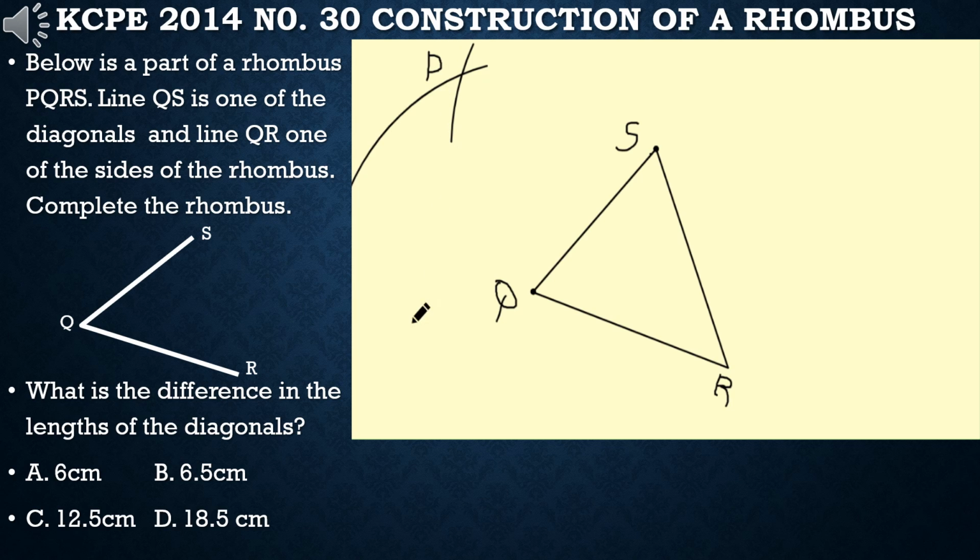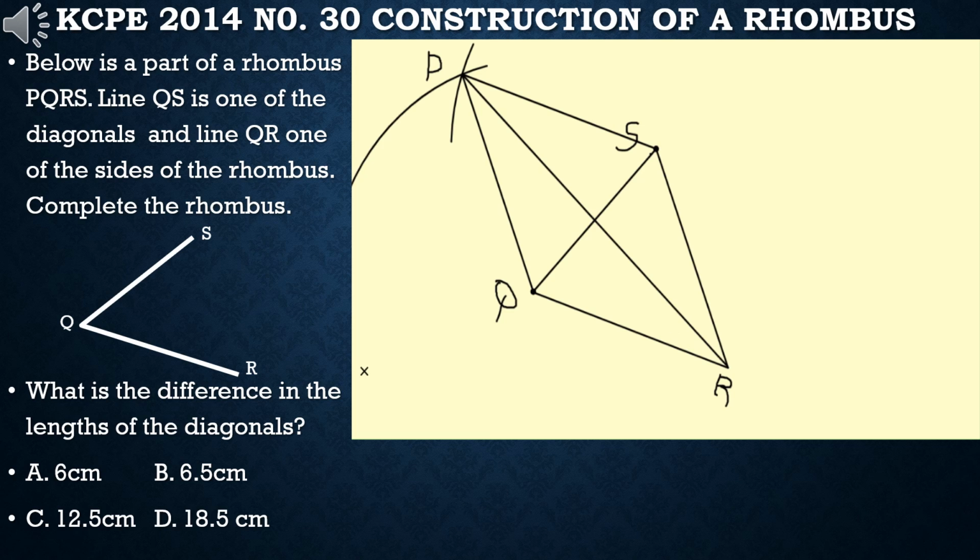Then now to complete the rhombus, we join point P to Q with the ruler. You also join point S to P with the ruler again. So we have completed, and you can see the line QS is inside. It is one of the diagonals. Now we draw the other diagonal by joining from point P to R, like that. So we have the two diagonals.